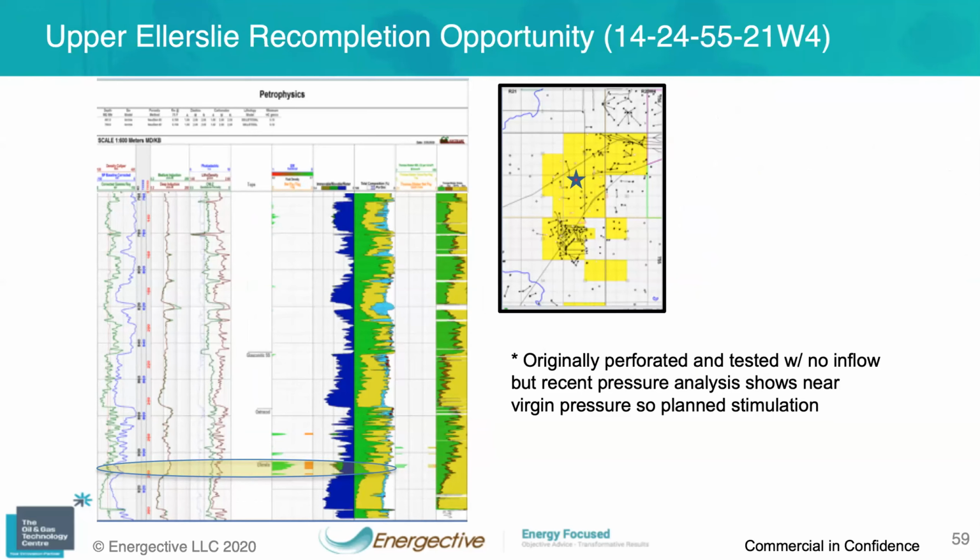The second example that we were able to help them out with was a recompletion opportunity. Originally, the well was perforated and tested with no inflow, but it looks pretty great. So upon this analysis and seeing there is some potential here, we went back in, got an additional pressure, and realized that the reservoir was actually virgin pressure. So we are planning to go and re-stimulate that well. Next slide.